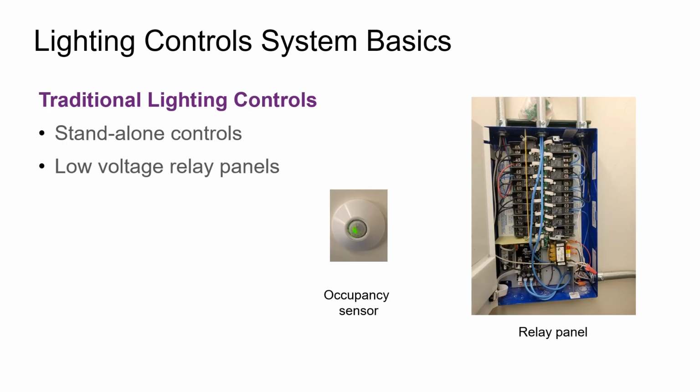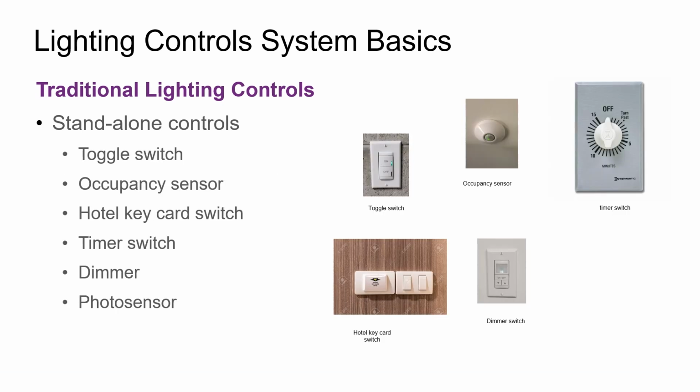After a brief look at the basics of LEDs, we touch on lighting controls. Lighting controls manage the operation and output of the lighting. In traditional controls, most of us are familiar with standalone controls and relay panels. Standalone controls include items such as occupancy sensors, seen here, switches, and sensors.